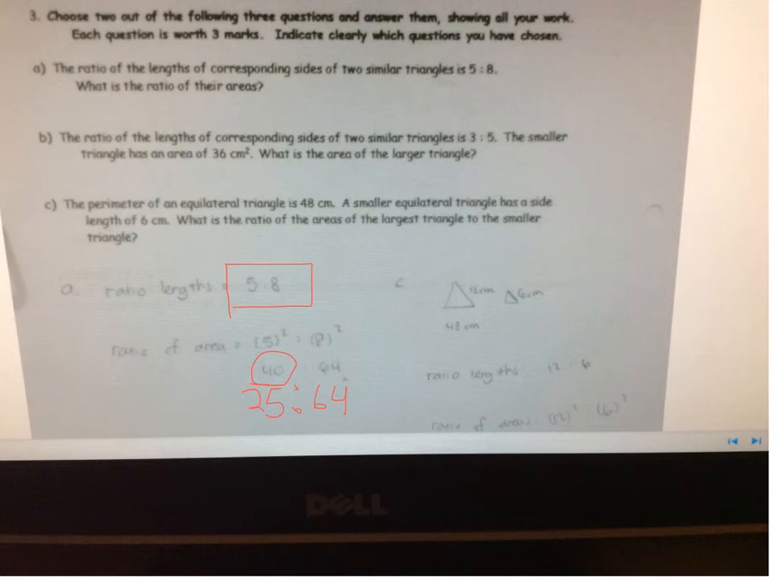For part C, if this is an equilateral triangle, then it tells you that the perimeter is 48. That means that each side is 16, so that the 3 16s will add up to 48. And so in the other triangle, we're told that one of the sides is 6. So the ratio of the lengths should be 16 to 6, and that means that the ratio of the areas should be 16 squared to 6 squared.